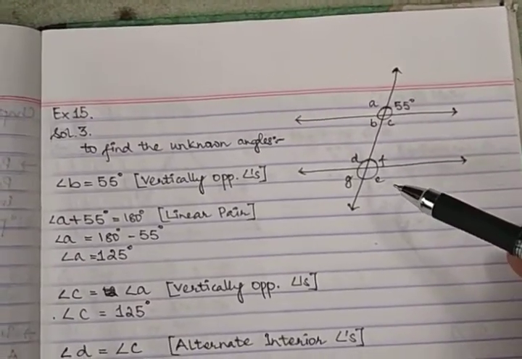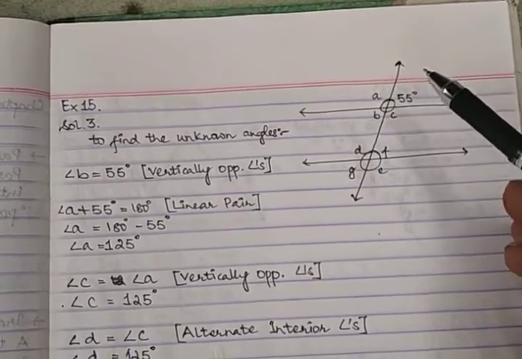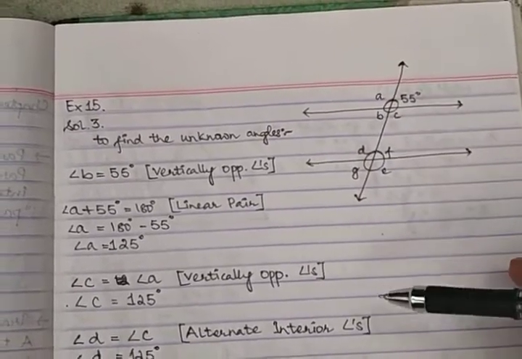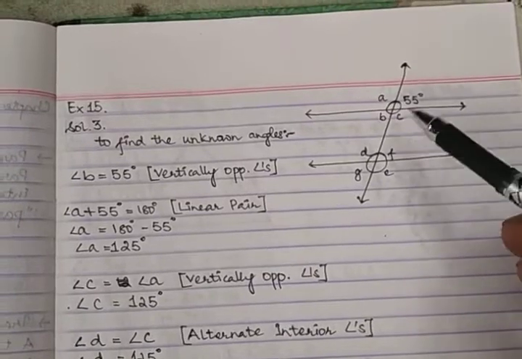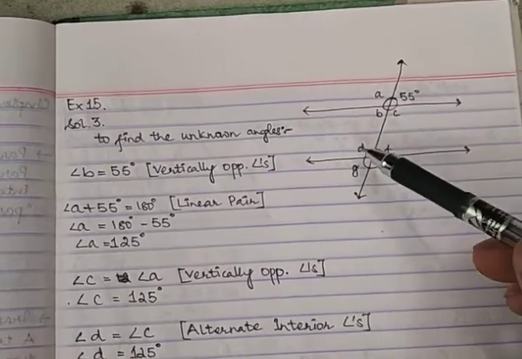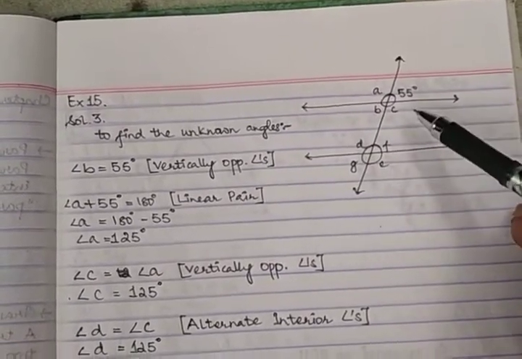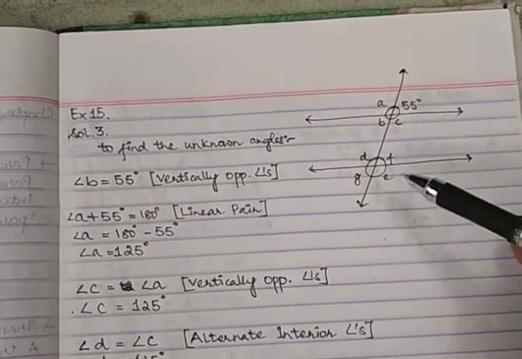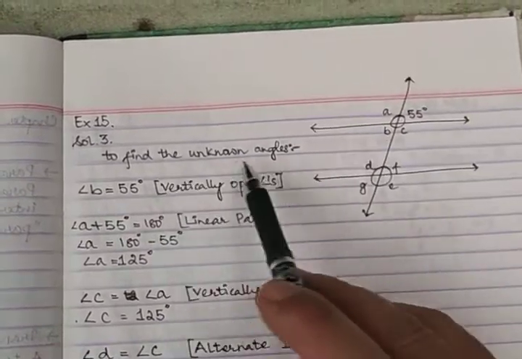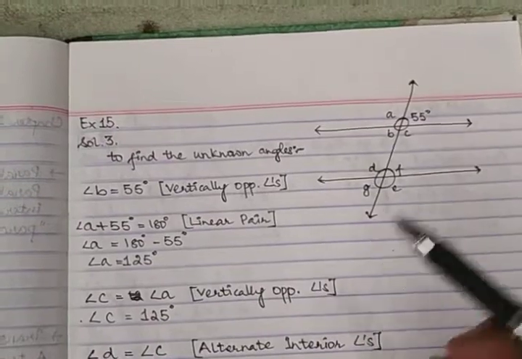So what has happened here is two parallel lines have been intersected by a transversal, and 8 angles are formed. The angles have been named A, B, C, D, E, F, G, and H. One of the angles is given as 55 degrees. And we need to find all the unknown angles.